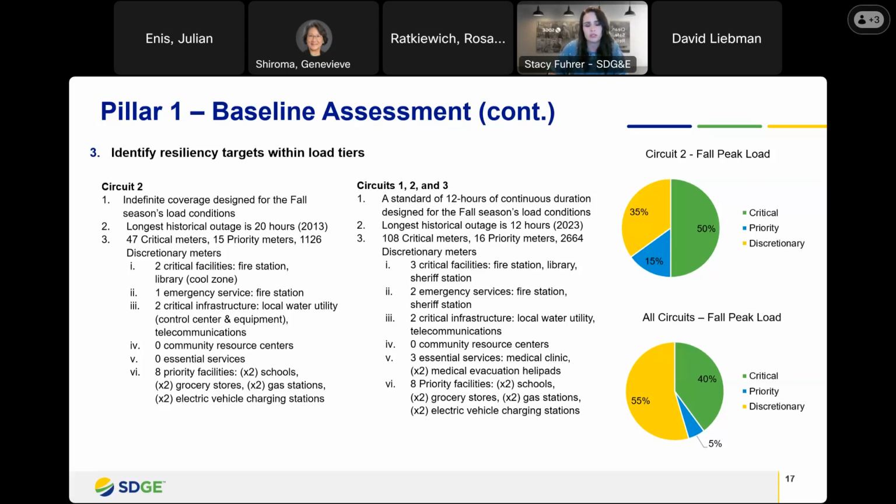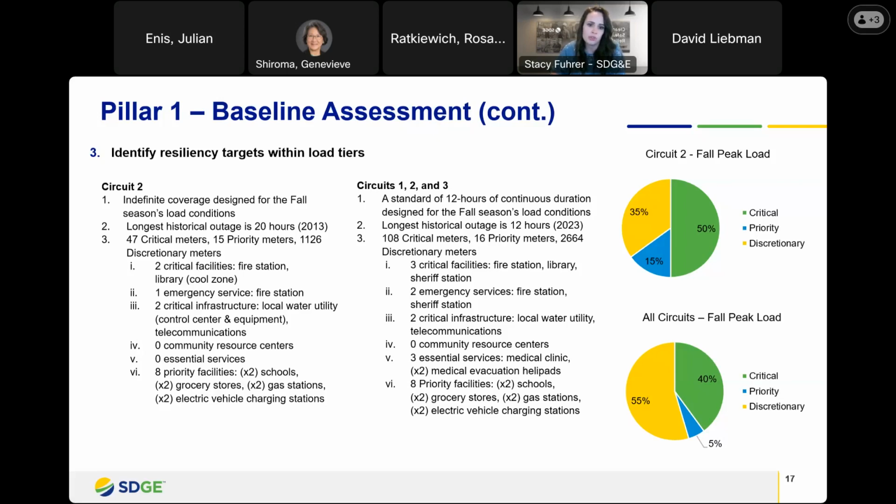Now, under most instances, SDG&E provides support to the whole community, which is circuits 1, 2, and 3. When we bring in all 3 circuits, we estimate that we can support the community for 12 hours of continuous support in the fall season. And the longest historical outage was this year for 12 hours. You can see the breakout of the critical meters, the priority, and the discretionary, with the bottom chart being the total split between critical, priority, and discretionary for all 3 circuits combined. So critical represents 40% of the community's load, priority represents only 5%, and discretionary is 55%.